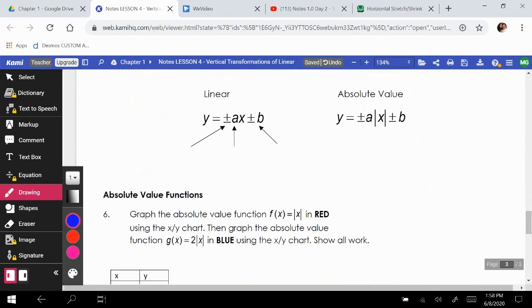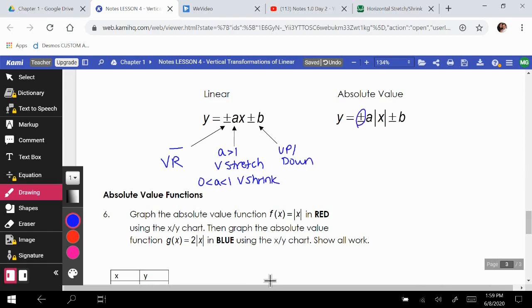All right, so for linear equations, we talked about different transformations, right? If there was a negative out front, then that's a vertical reflection. If A was bigger than 1, that was a vertical stretch. Where if A was between 0 and 1, then that was a vertical shrink. And then what did B tell you? That was your up-down, right? That's your translation. Works the exact same with absolute value.